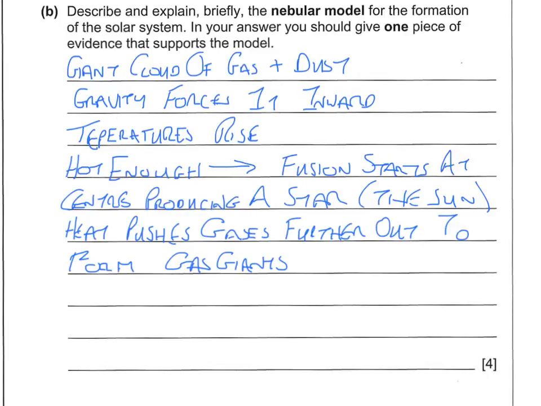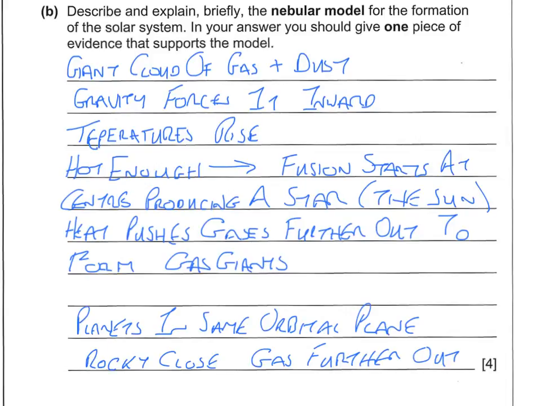The heat at the center forces gas elements further out, and that's why we get gas giants further out with rocky material closer in. And so we would expect the solar system to have dense planets close in and gas planets further out, and that's what we find. So we've got a set of planets in the same orbital plane, so they're all orbiting on the same flat disk, and then we have also the second idea that we get rocky dense materials close in and gas material further out.